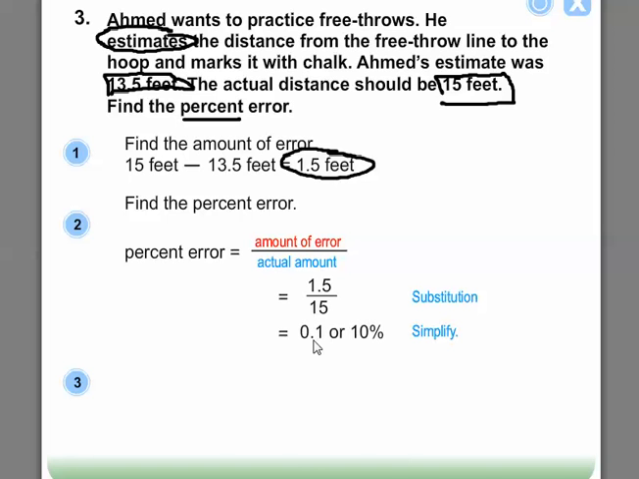And it comes out to be 0.1. So 1/10 is 10 hundredths. 10 hundredths is 10%. So now we hit 3 and we look. The percent error is 10%. And we're good. So again, whether it's percent error or we're looking for percent of change, we always start with the amount. We divide the amount by either what we started with or the actual value, and we always put our answer as a percent.